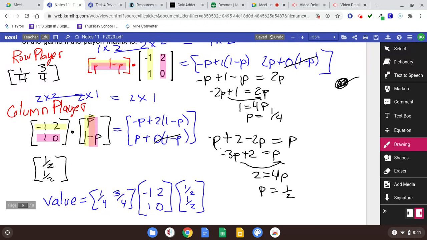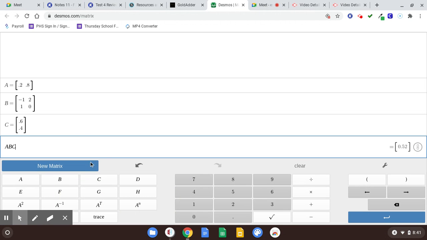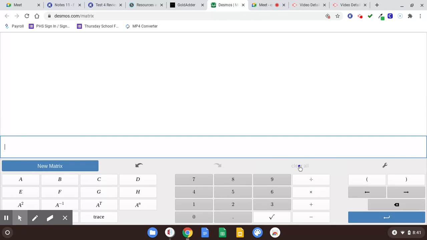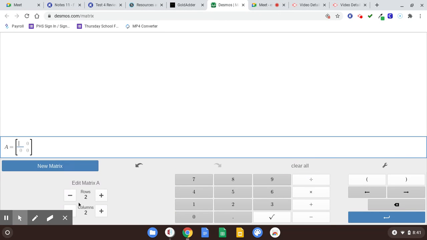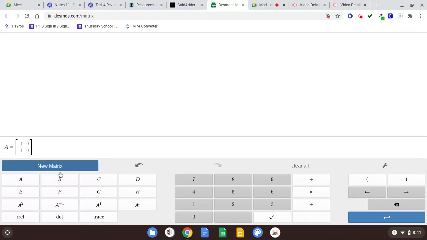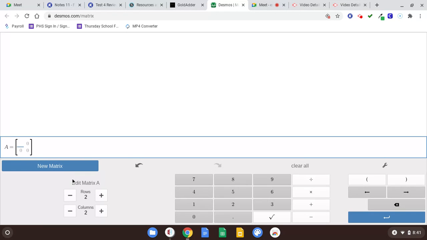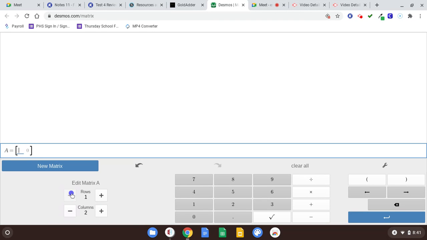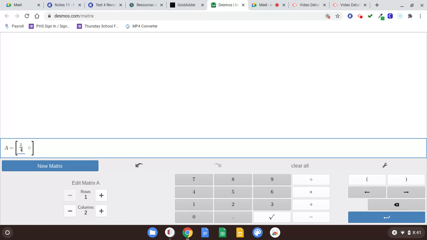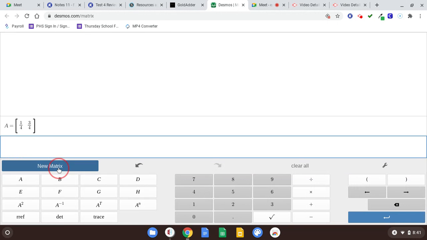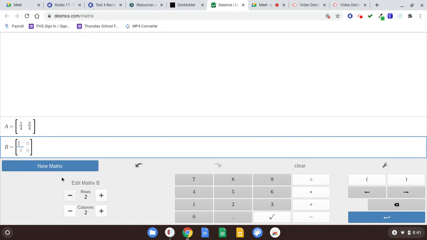Okay, so let's go back to Desmos and let's do it this way. Okay, so I'm just going to clear this out, clear all. New matrix. A was a one row, two columns. So I'm going to say 1/4, 3/4. Enter. New matrix. B is a 2 by 2. I already got it. So negative 1, 2, 1, 0.